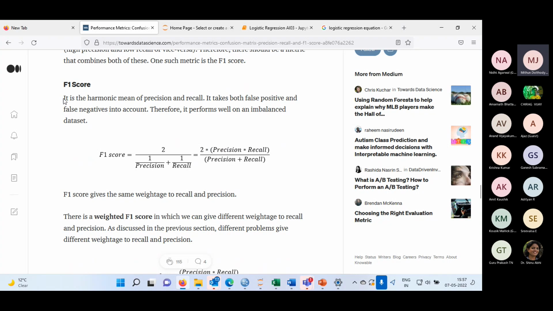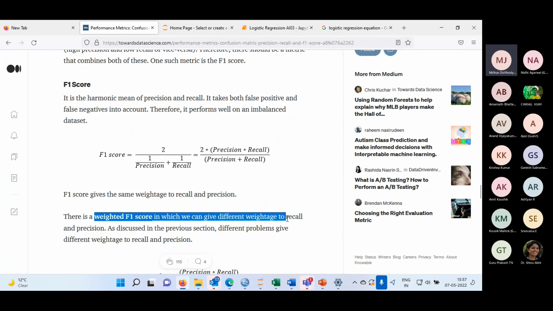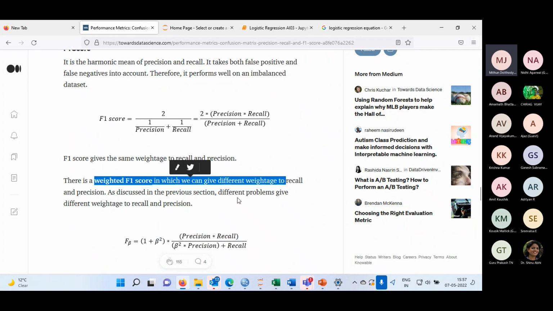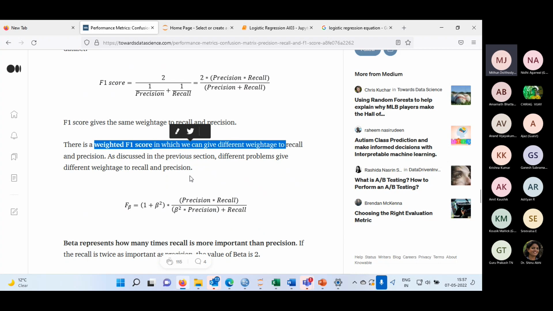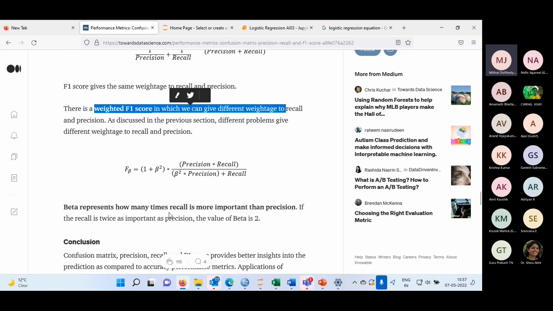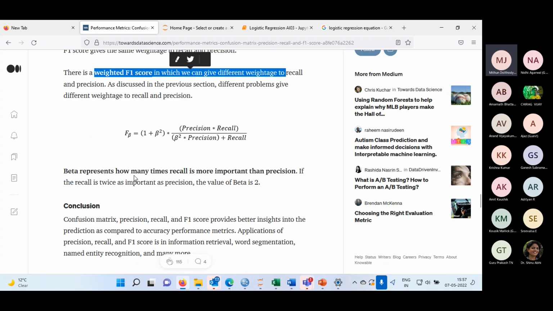So let's just look at this. It is a harmonic mean. It takes both FP as well as FN into account. Therefore, it performs well on imbalanced data sets. F1 score per se will give the same weightage to recall and precision. He says there is a weighted F1 score in which we can give different weightage to recall and precision. As discussed in the previous section, different problems give different weightage to recall and precision, right? So he has not specifically said any area here for precision.